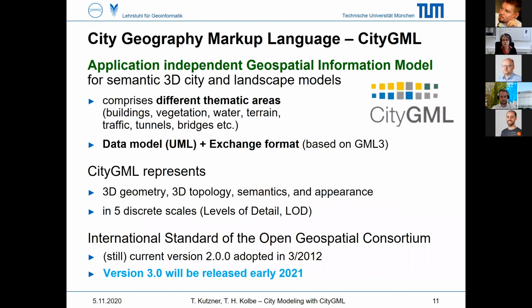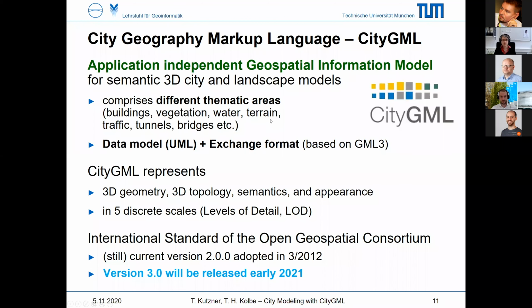And one way to represent the 3D city models is CityGML. CityGML is an application-independent geospatial information model for semantic 3D city and landscape models. CityGML comprises different thematic areas, so we can represent buildings, vegetation, bridges, terrain also, or the land use of the areas.